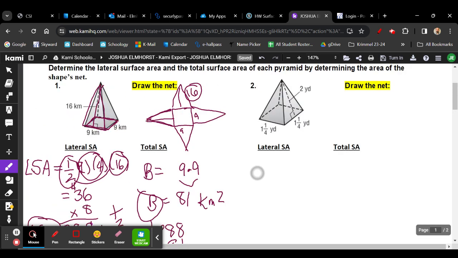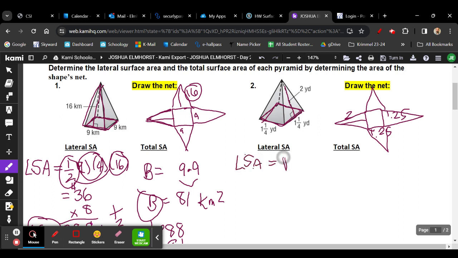So looking at the second example, we have a base that is a square, 1.25, 1.25, and then the triangles fold down, and the height of the triangle is 2. So we find the lateral surface area. Lateral surface area is going to be the perimeter times the slant height. And we're going to divide that by 2 because they're triangles.